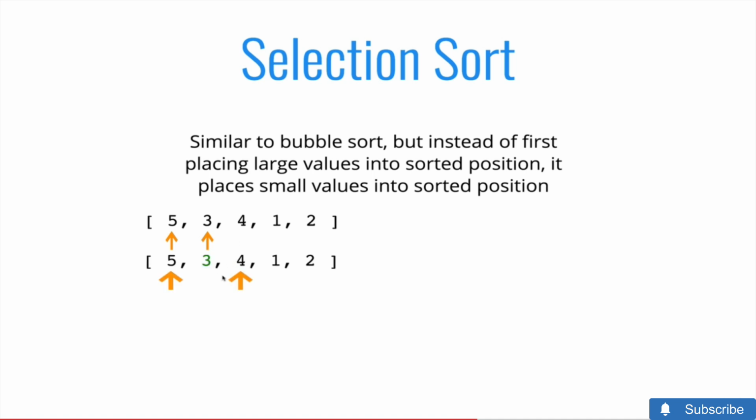But then we compare it to 4. Which one is the minimum? It's still 3. So now we compare it to 1. Which one is the minimum? Well, now it's 1. So you can see 1 is green now. That's our new min. Now we compare 1 and 2. Which one is the minimum?